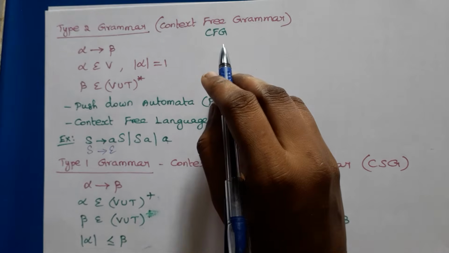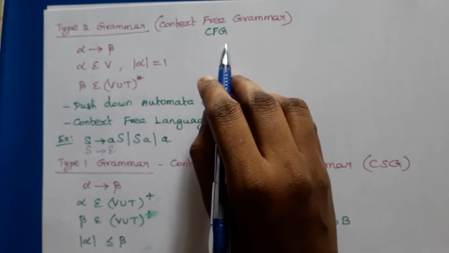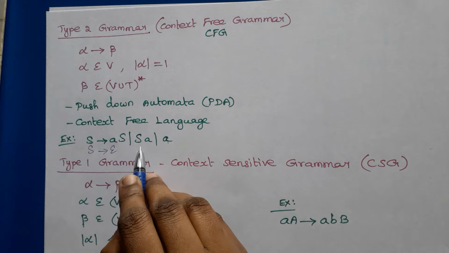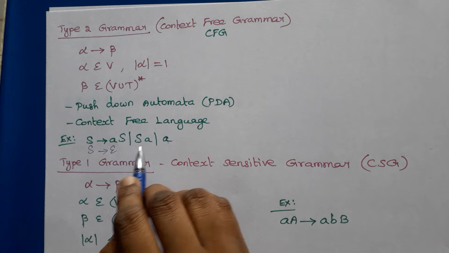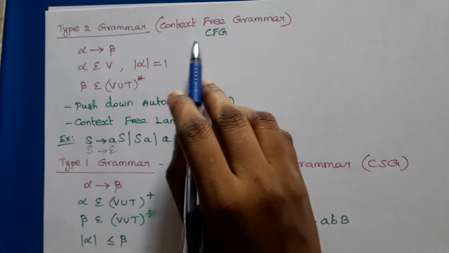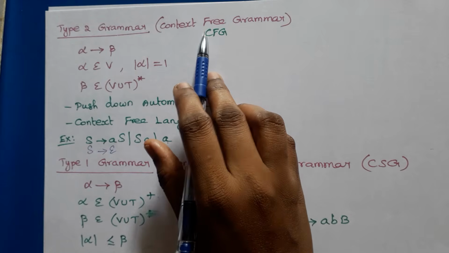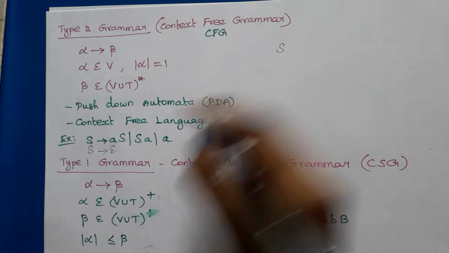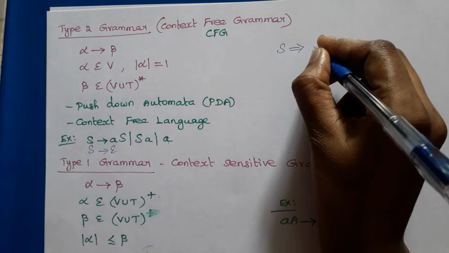And this grammar is called context free grammar because wherever S appeared in the string, it can be replaced by the body of the production. It won't depend upon the context. Therefore it is called context free grammar. For example, we can derive this like this.